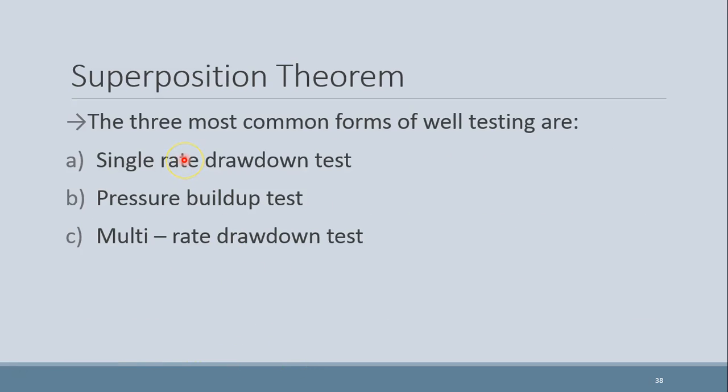And well tests are of three types. The most common forms of well testing are the single-rate drawdown test, the pressure build-up test, and the multi-rate drawdown test. We will study these different kinds of well tests in subsequent presentations.